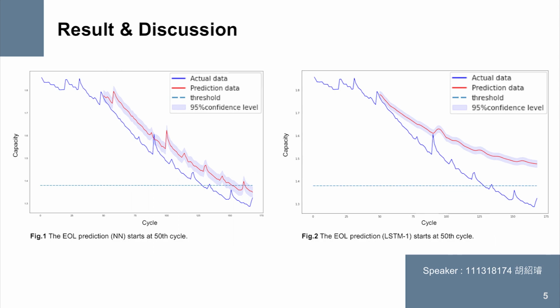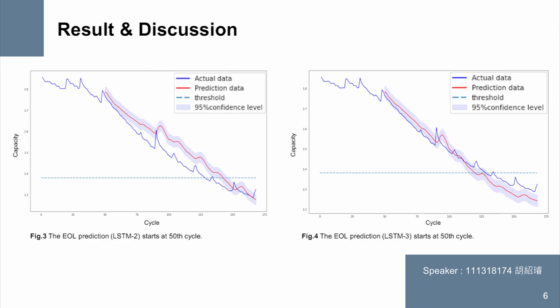This page shows the prediction results of LSTM and NN without tuning any parameters. The figures show the cases of unadjusted parameters. Figure 1 shows that the prediction result of NN is 23 cycles after the end of life. And Figure 2 shows that the prediction result of the unadjusted LSTM is divergent.